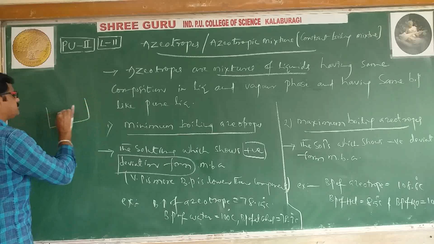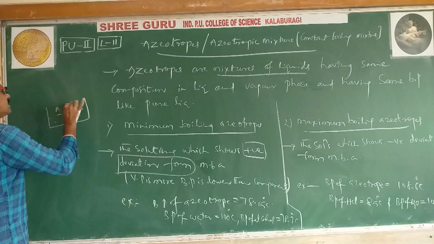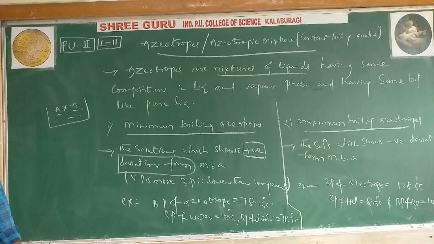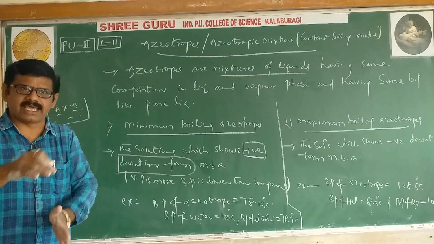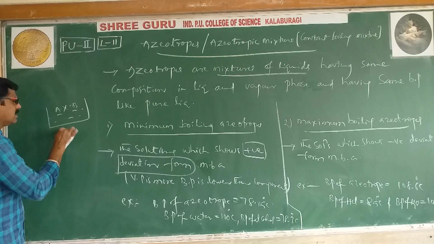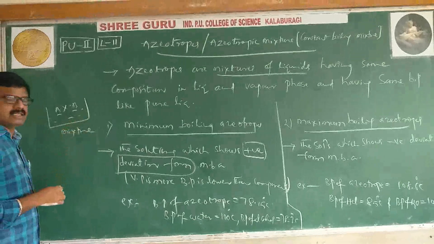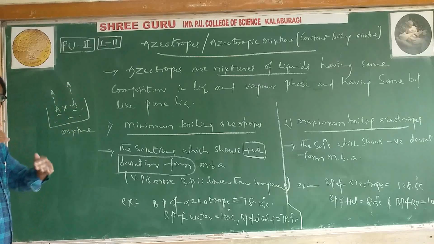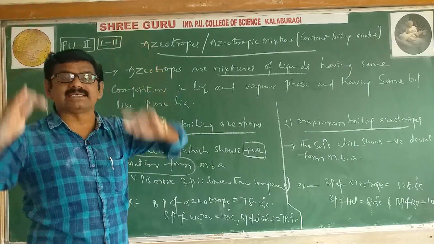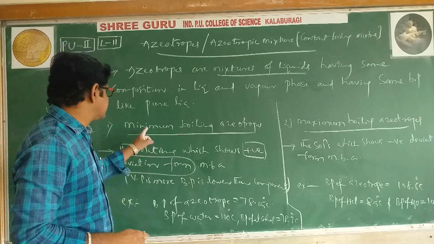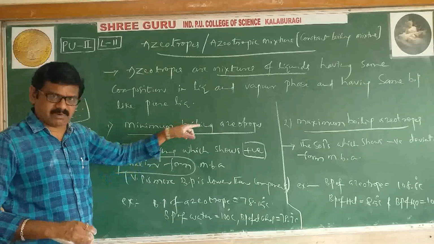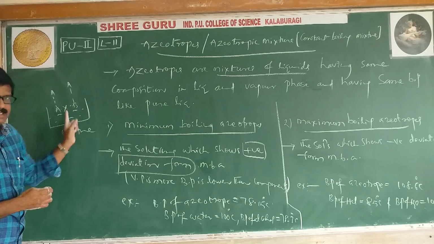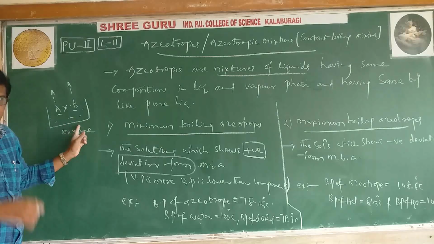In positive deviation, what happened? Between A and B, attraction forces are weak. Attraction forces are less between A and B in the mixture, remember. That's why A and B can vaporize easily. That's why it is called minimum boiling. Minimum boiling means it can be boiled easily by taking a lower temperature.